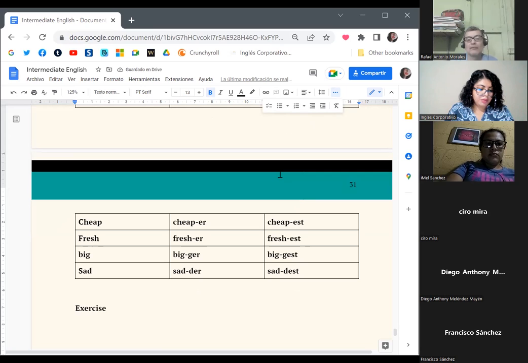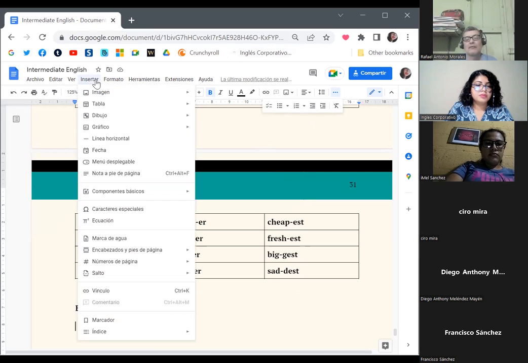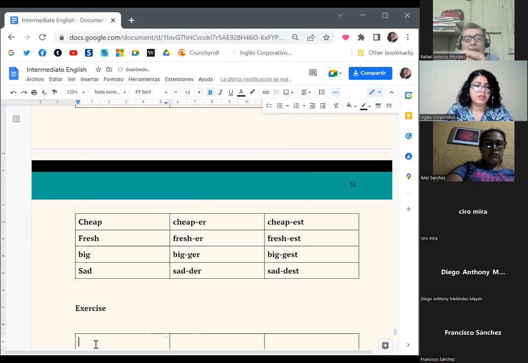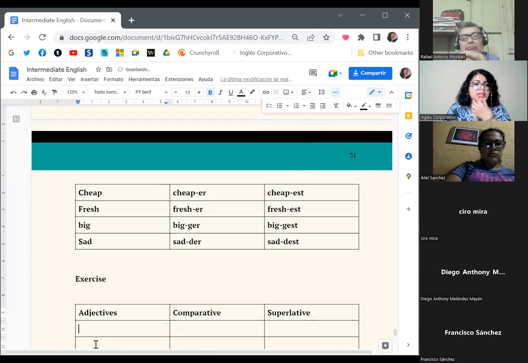So let me see. I have 1, 2, 3. And I have 14, I guess. 2, 4, 6, 8, 10, 12, 14. 15 here because of the title. So I have the adjectives. Then I have the comparative and the superlative. So I'm going to write a list. Then you are going to say the comparative form and the superlative form of this adjective.